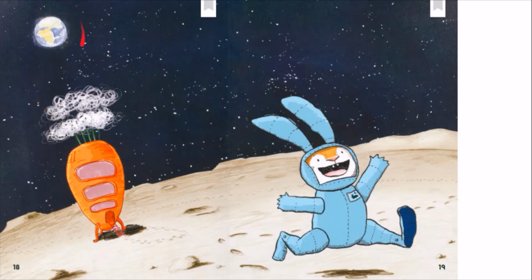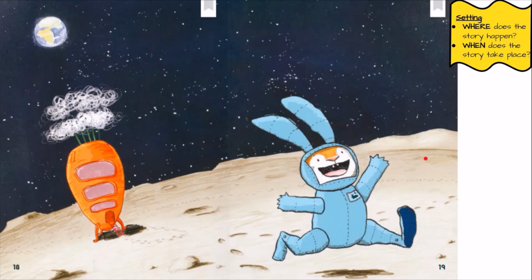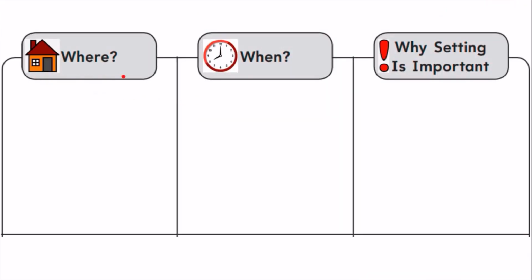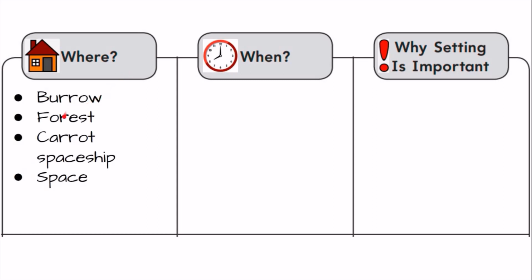Here's Earth in the distance. Here's her spaceship and her astronaut outfit. So let's add that to our chart. It's also now very dark outside. So where does the story take place? We just said they were in the burrow. Then it was the forest, then it was the carrot spaceship, and now she's in space.